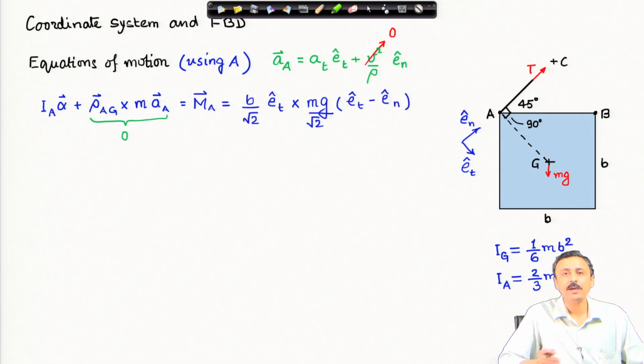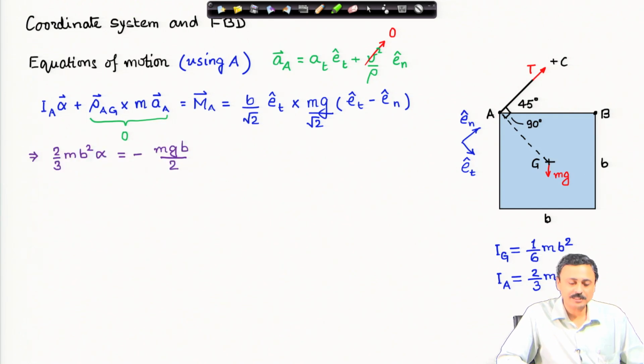Let us now look at the expression of the moment, which is straightforward. It is only the weight that produces moment about point A. The tension force is passing through A, so its moment arm is 0. Therefore, we have only the weight producing the moment. I have written out this moment arm, which is AG in the coordinate system I have chosen. Also, the weight of the plate is represented in the coordinate system chosen. These things are very essential to note.